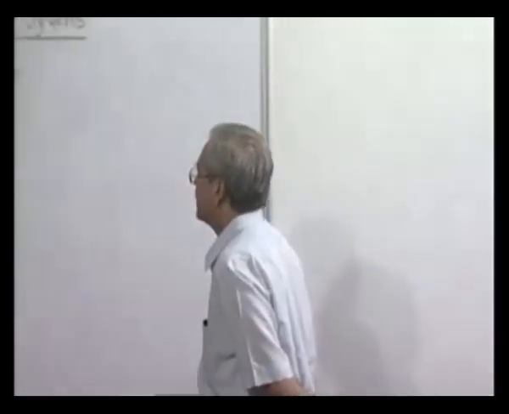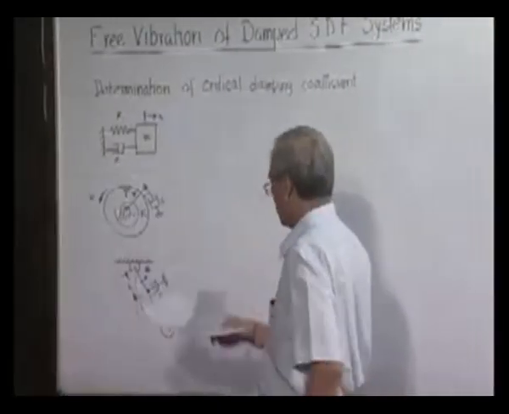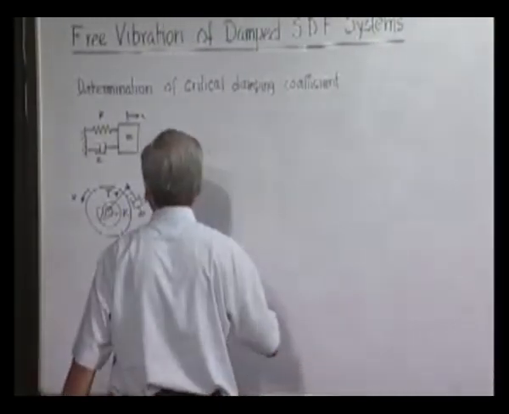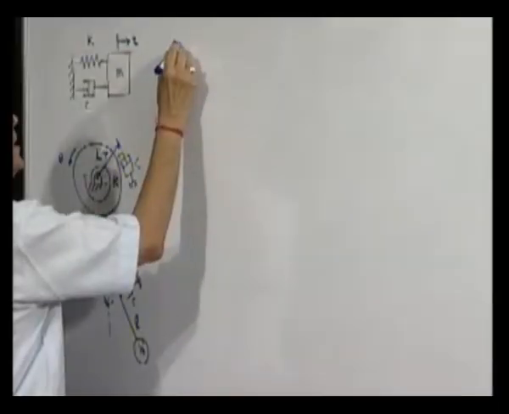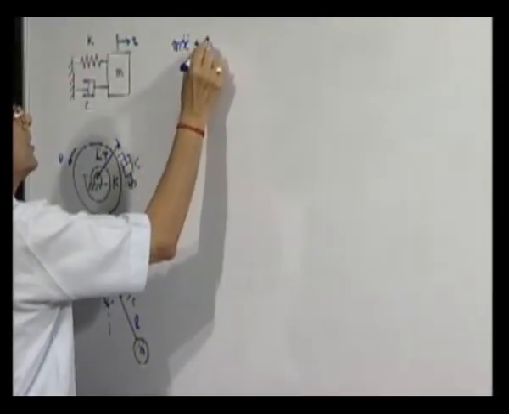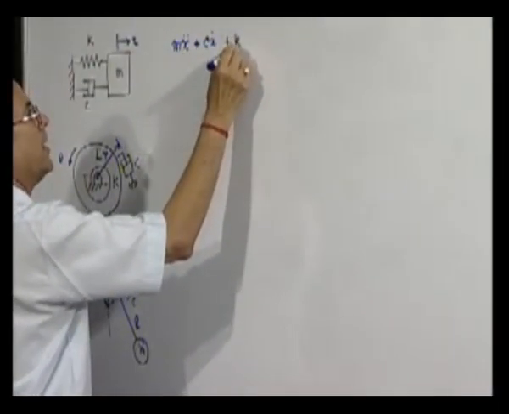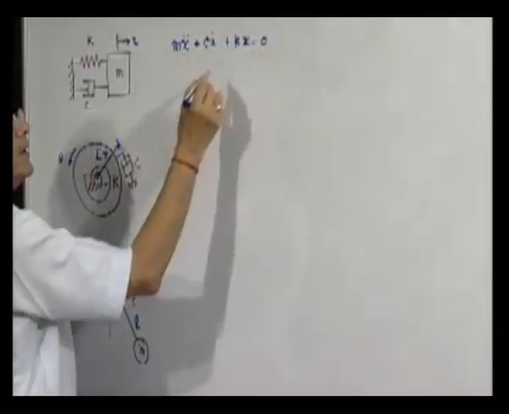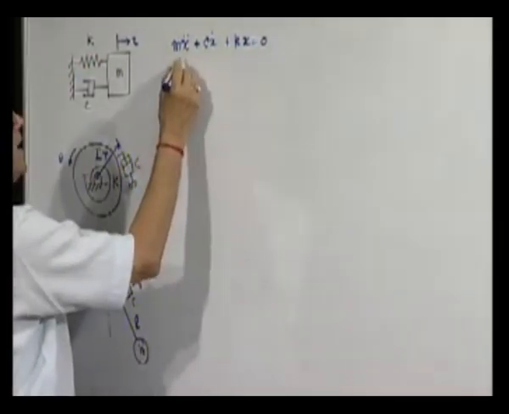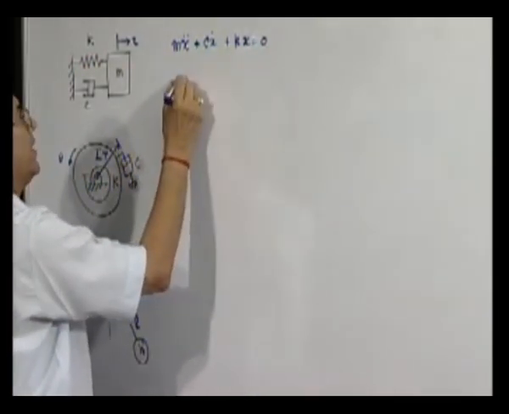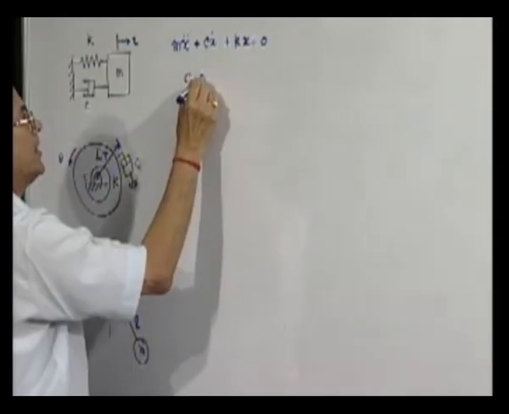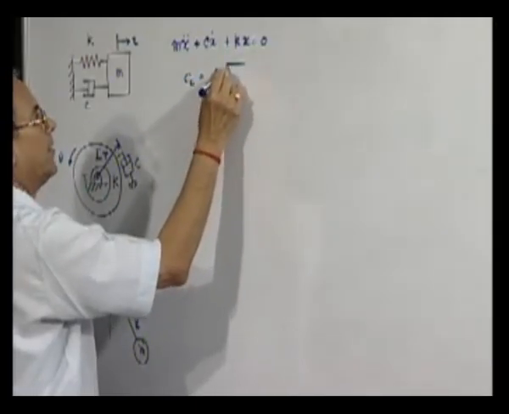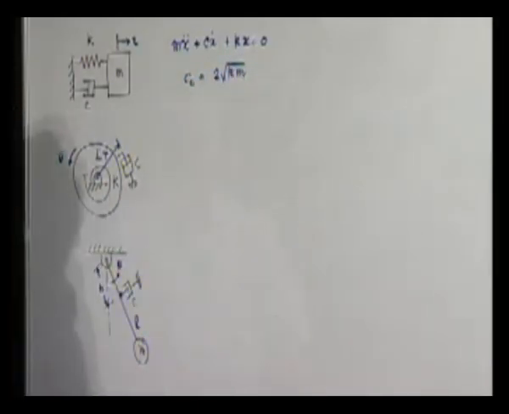Now, here it is the system which we have already done, and you know the differential equation for this is m x double dot plus c x dot plus k x equal to 0, and we know that the characteristic equation will be m s square plus c s plus k, and obviously the critical damping coefficient is obtained by this. Now, in this case, what is going to be the equation of motion?